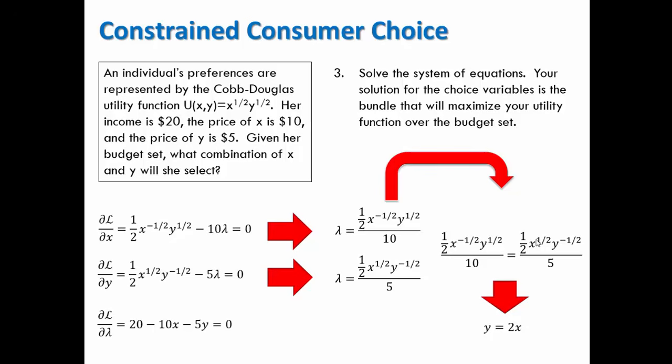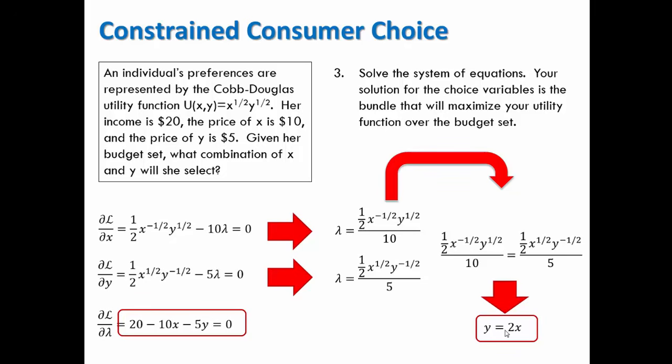Well, that means that the optimal bundle, this consumer, will choose to buy twice as much y as she will buy x. Her chosen amount of y will be twice as much as her chosen amount of x. But I don't know what values y and x take on because I have an equation with two unknowns. In order to solve that equation with two unknowns, I need another equation with the same two unknowns, which I have right here through the third first order condition.